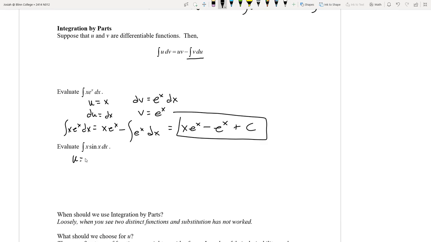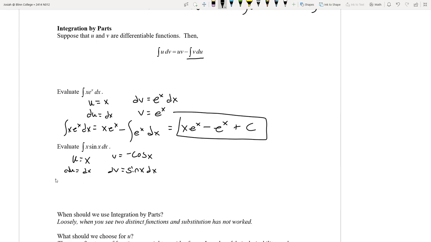u is x, because its derivative is simpler, and that leaves dv to be the rest of the integrand, sine of x dx. And so du will be dx, and v, we have to integrate that guy. We get negative cosine of x.